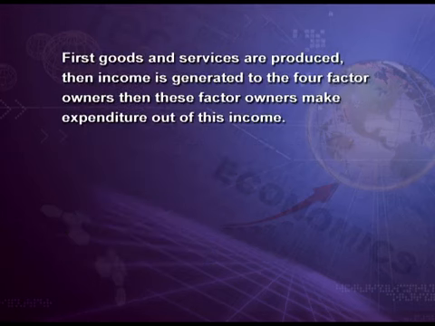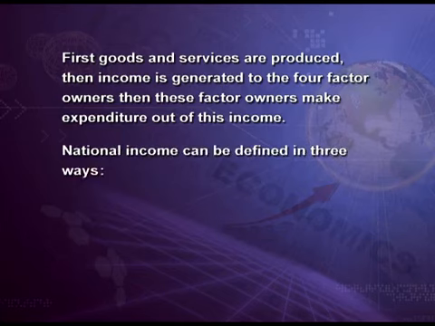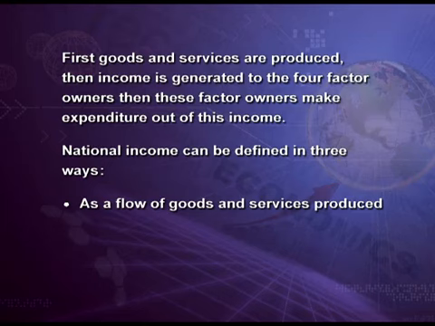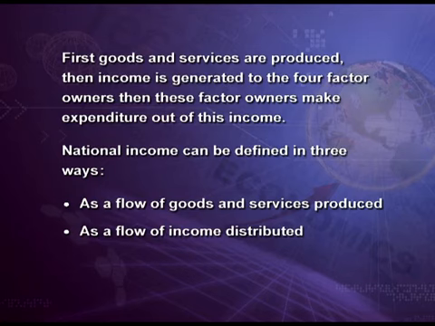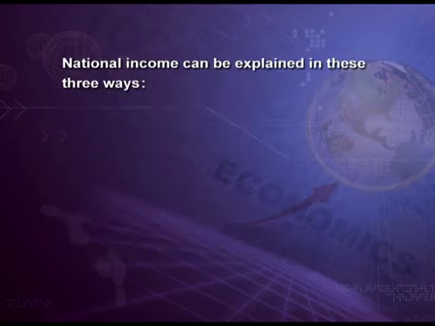Means first goods and services are produced. Then income is generated to the four factor owners. Then these factor owners make expenditure out of this income. On this basis, now national income can be defined in three ways: as a flow of goods and services produced, national income as a flow of income distributed, and national income as a flow of expenditure. Let's explain the national income in these three ways.